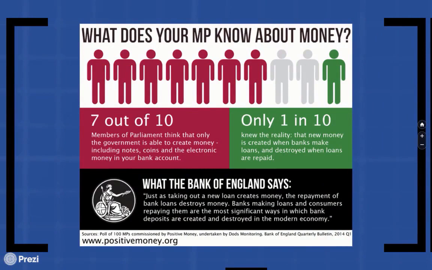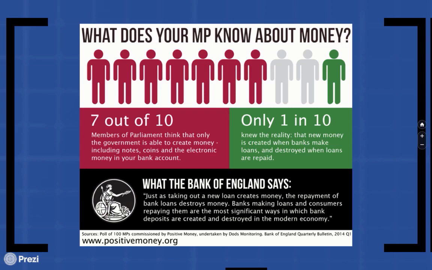Now, some people say the government, the politicians, my senator, my MP is going to fix this. Look, according to this survey, which is a poll of 100 ministers and members of parliament in the UK, 7 out of 10 MPs think that all the money in the UK comes from the government. You see? So they actually don't know how it works. Only 1 in 10 knew the reality. And this 1 in 10 really don't have the power to change anything, and most of them are sponsored by the same system.